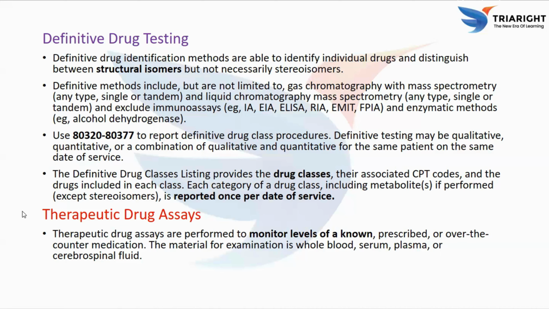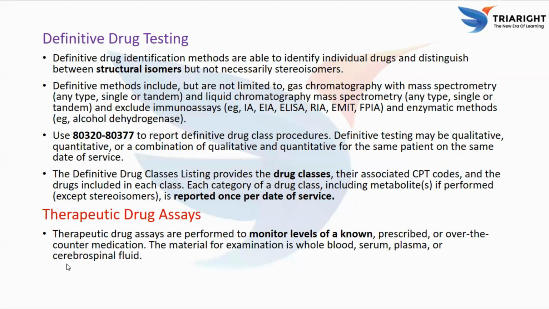So what are the reporting rules here? Each drug class is reported once per date of service. It includes the metabolites of the drug. Do not bill separately for the parent drug plus metabolite. Do not bill multiple units for the same class, same day. What is an example? If testing confirms oxycodone and oxymorphone, which is a metabolite, both fall under the opioid class. So one code only. You have to assign only one code.